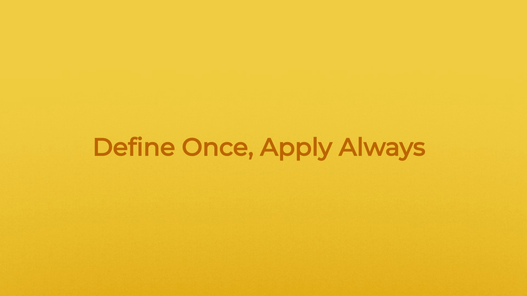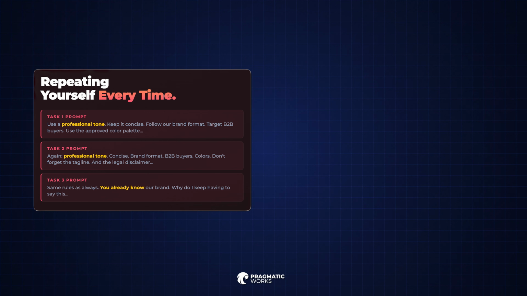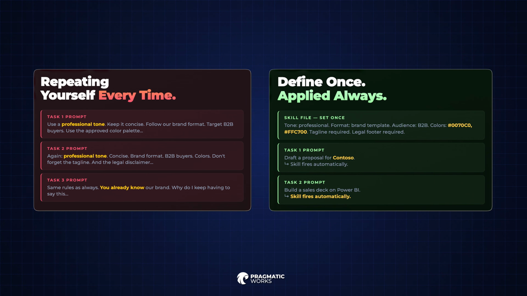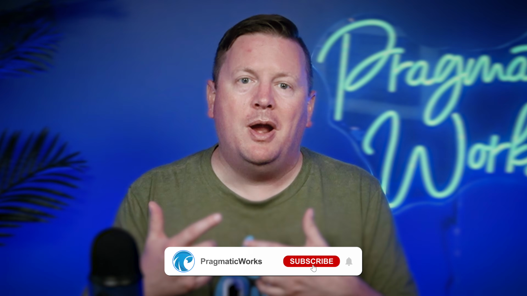So here's why this matters more than it might seem at first. Most people using AI tools are re-explaining their preferences on every single prompt. Use a professional tone, keep it concise, follow this format, every single time. Using skills, you're able to eliminate that entirely. You define it once and Cowork applies it automatically, and your outputs are consistent across everything that you produce. That's not just a convenience for businesses, that's a quality control system built directly into your workflow. And all you have to do is call upon the skill whenever you're interacting with Cowork.